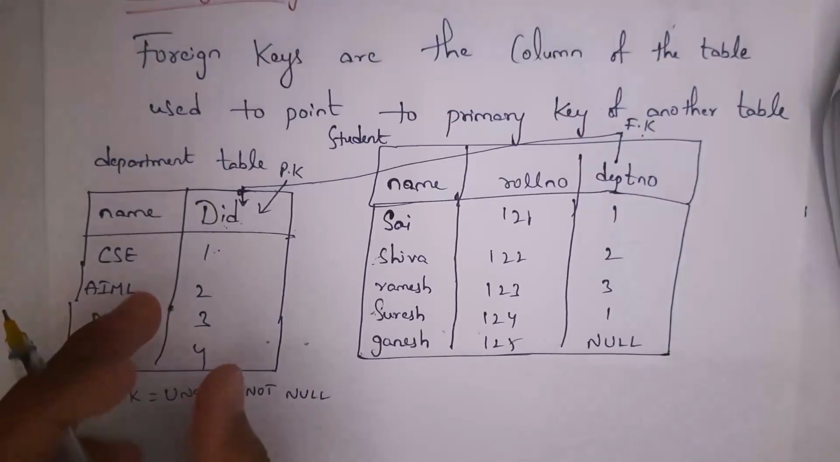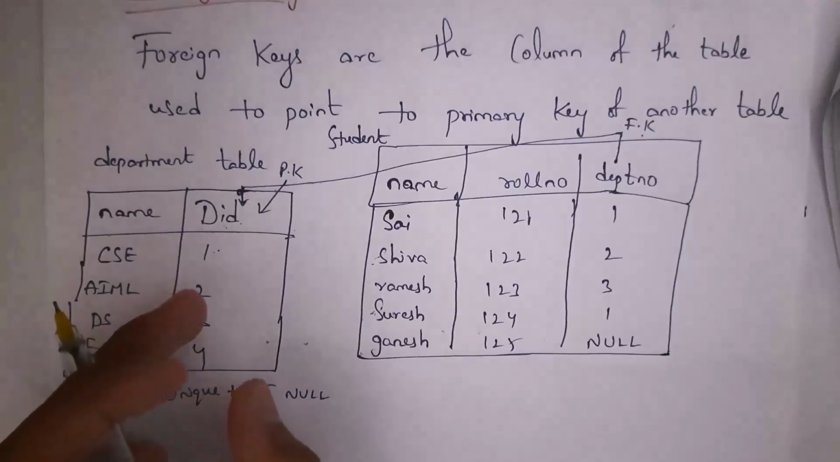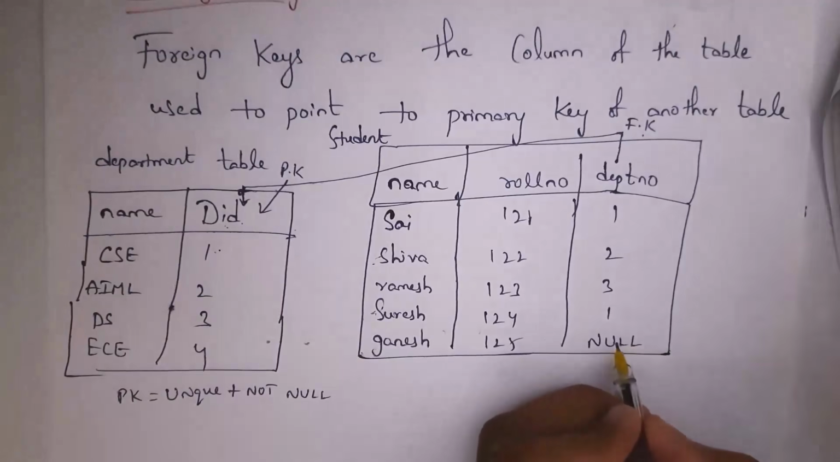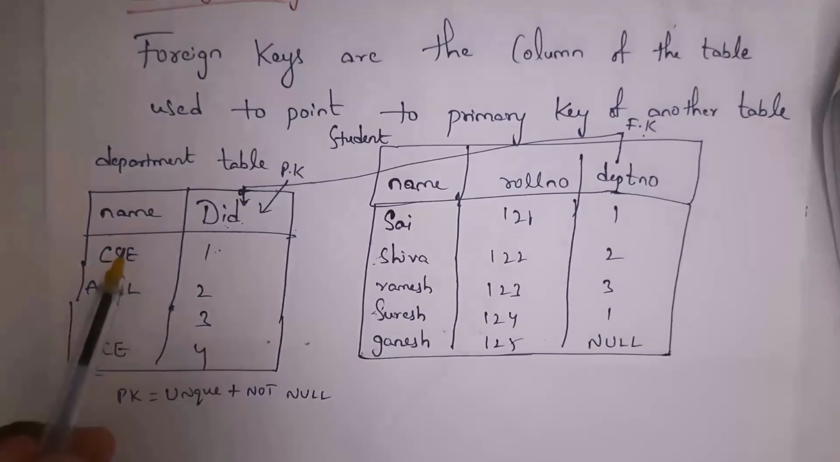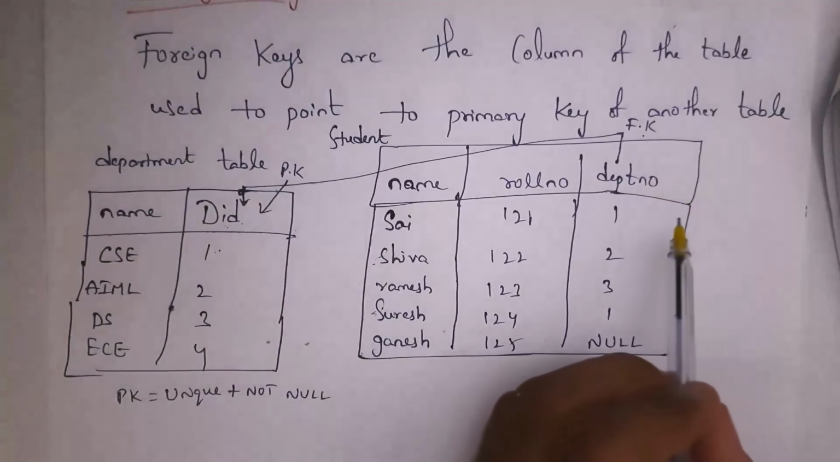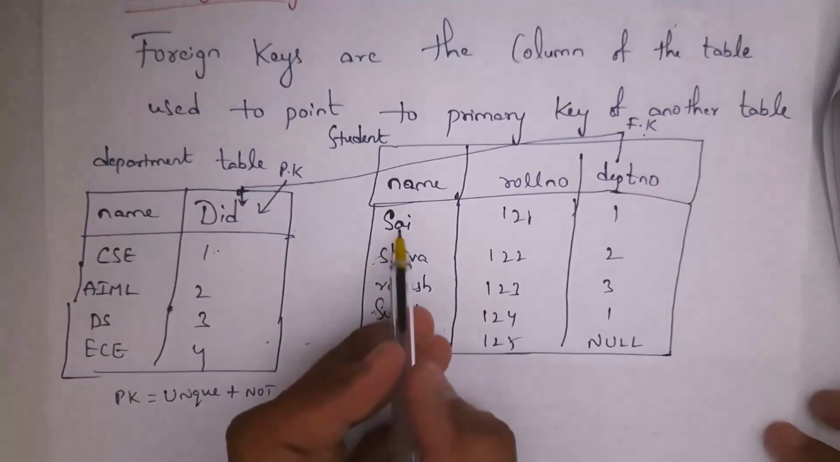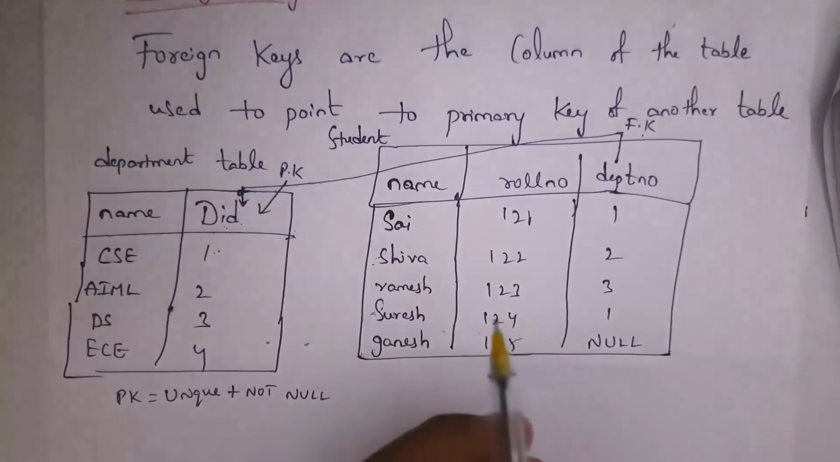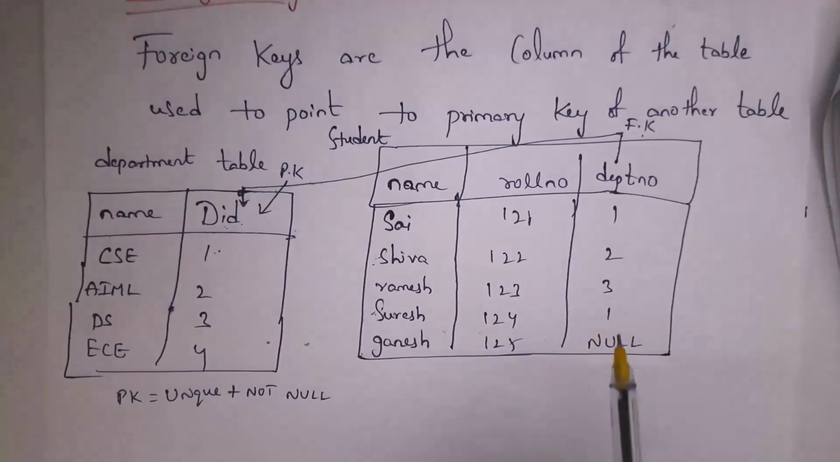Whereas for a primary key, null values are not accepted, but for a foreign key, null values are accepted. For example, I don't want to give a department number for Ganesh, so I just wrote null here. Primary key must contain only unique values, whereas a foreign key can contain duplicate values. Here for Sai I took department number 1 and for Suresh I took department number 1, so duplicate values are accepted.